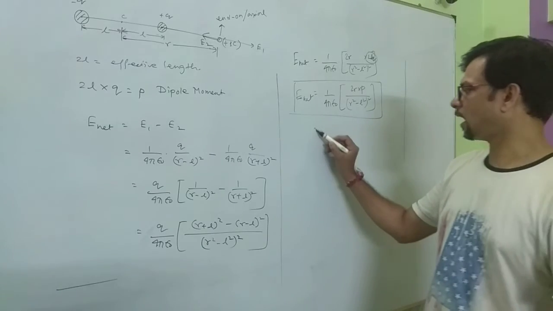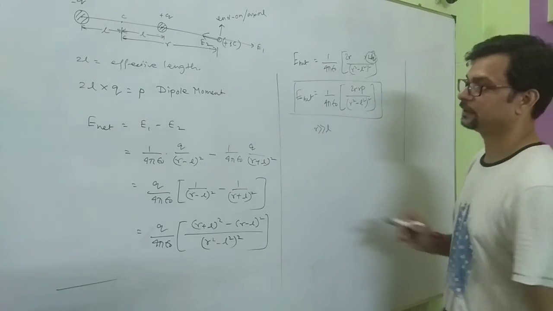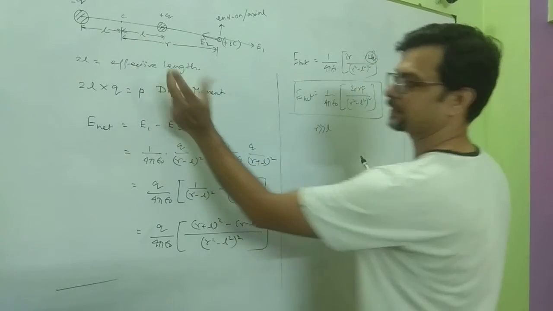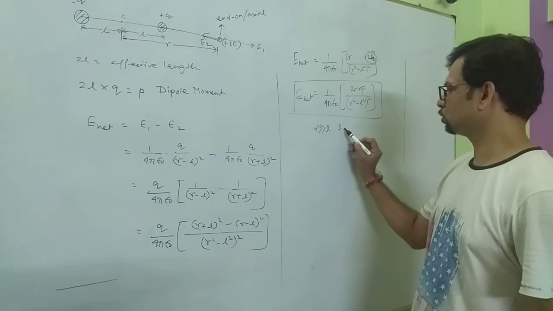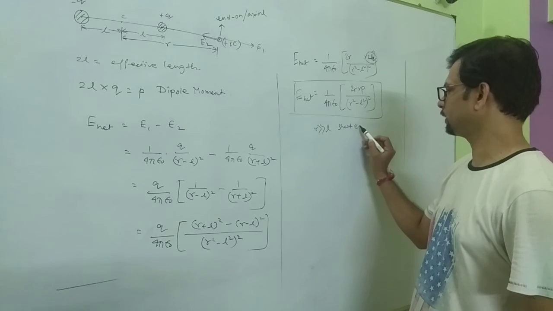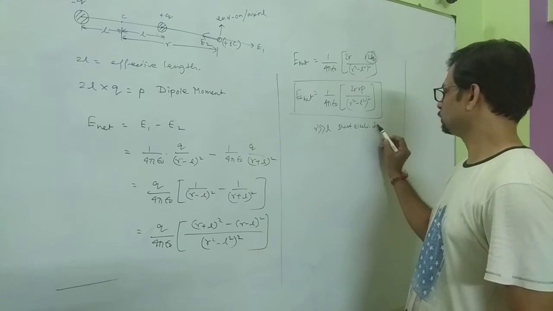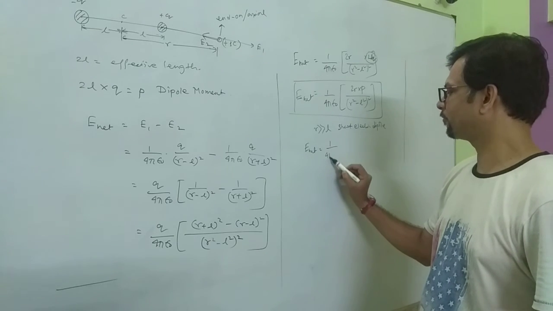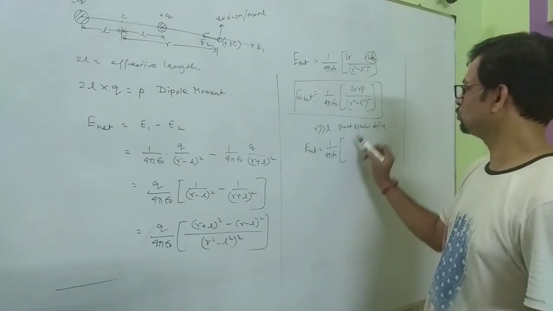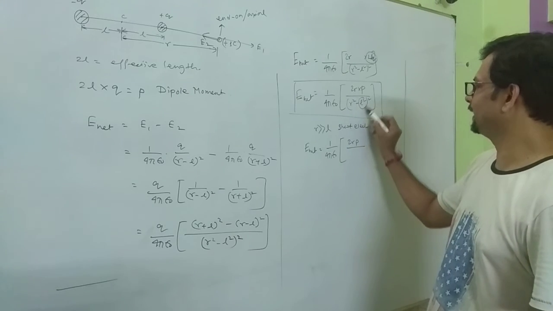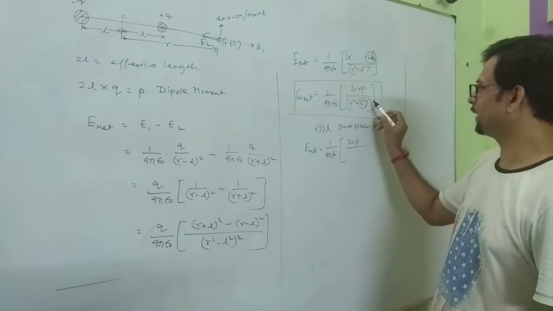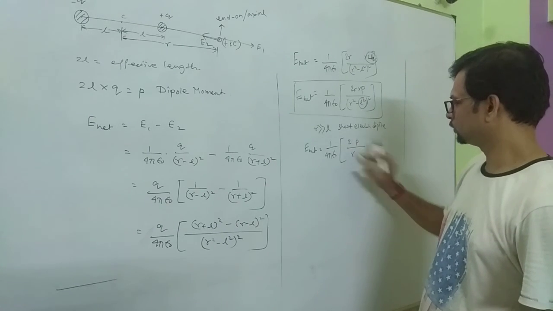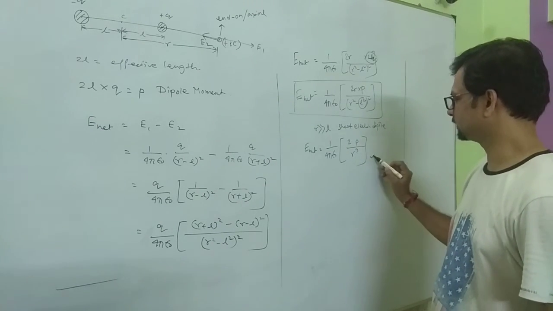Now here, if R is much greater than L, that means if this point is far away, or you can say this L is very small, that is called a short electric dipole. So for a short electric dipole, this E net will be equal to 1 by 4 pi epsilon naught into 2RP by, since L we can neglect, R square squared, that means R to the power 4. And this R and R4 if you cut, it will be R cube. This is the special case.